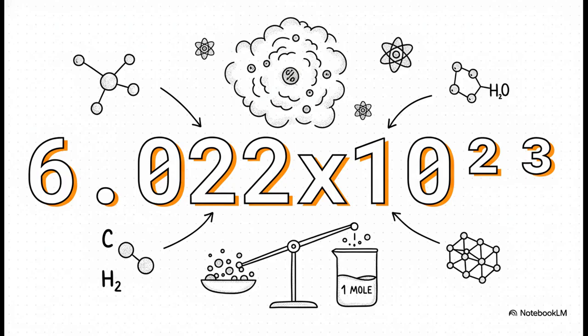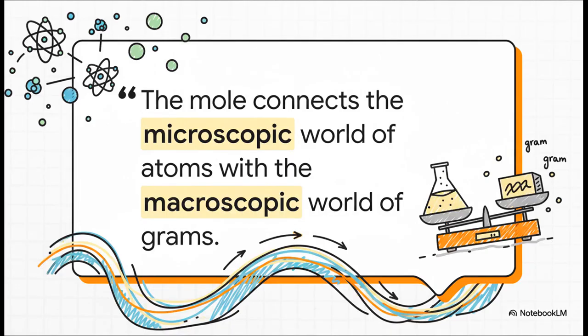This is the magic number, 6.022 times 10 to the power of 23. This is known as Avogadro's number, and it's the exact number of particles, whether we're talking atoms or molecules, in one single mole of anything. And this quote really gets to the heart of why the mole is just so brilliant. It's the bridge between two completely different worlds. It lets a scientist count individual atoms just by measuring out an amount of stuff in grams that they can actually see and handle on a lab scale.